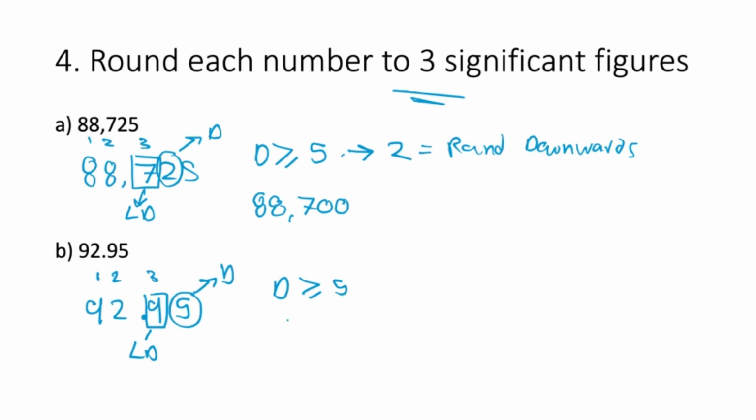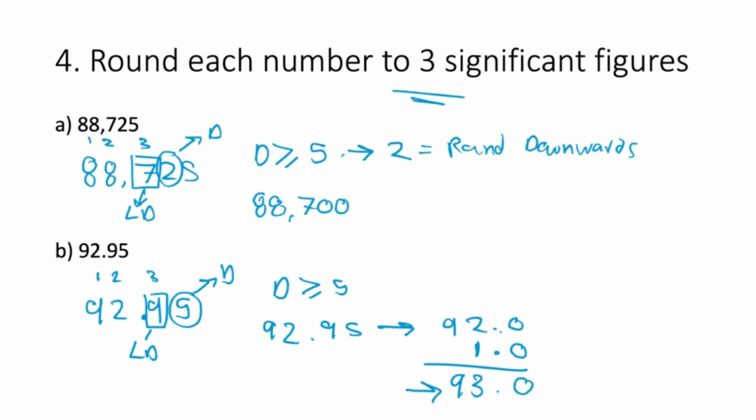So 92.95 rounding up turns into 92.0, carrying over the 1. Carrying over the 1 because the 9 turns into 0, and because the 9 rounds upwards and turns into 1. So you'd add these together, and that becomes 93. So your answer would be 93.